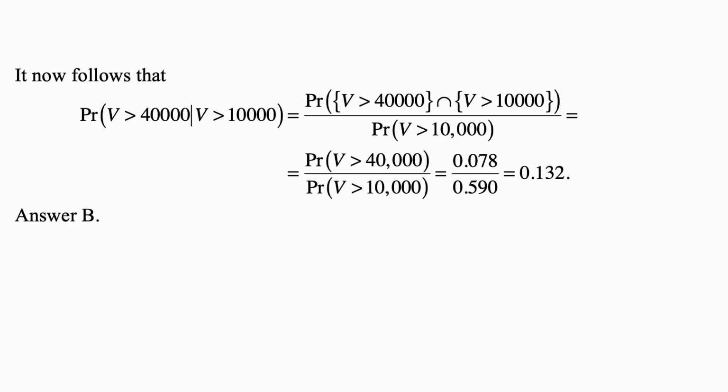And the probability that we're trying to find is the probability that V is more than 40,000, given that V is more than 10,000, which is the probability of the intersection of the two events, V is more than 40,000 and V is more than 10,000, divided by the probability that V is more than 10,000. Of course, the intersection in the numerator is simply the probability that V is more than 40,000. And this is approximately 0.078 over 0.590, and that's approximately 0.132, which is answer B.